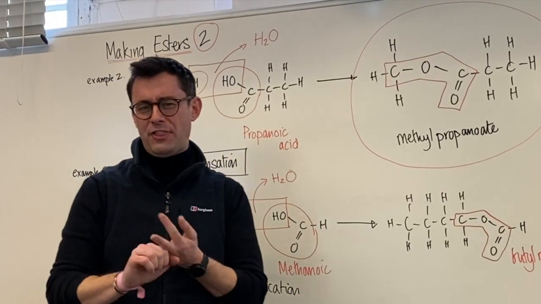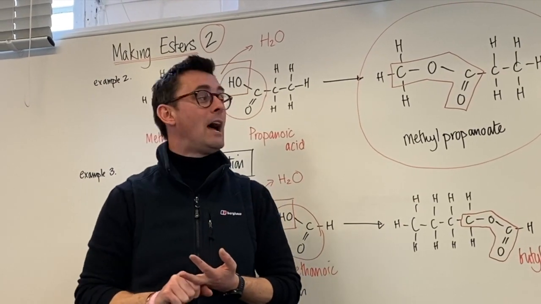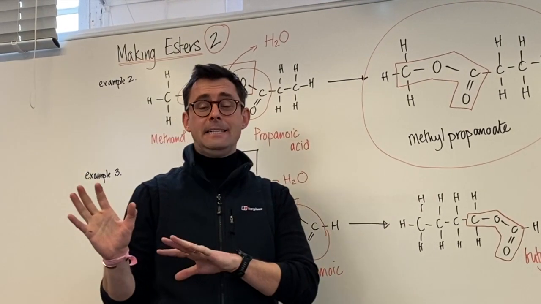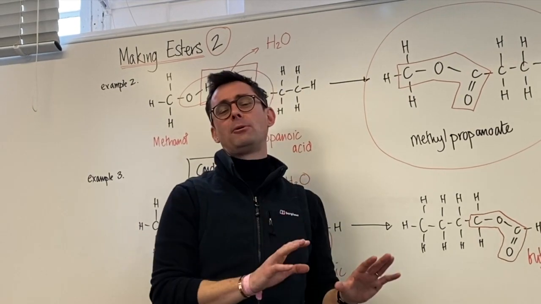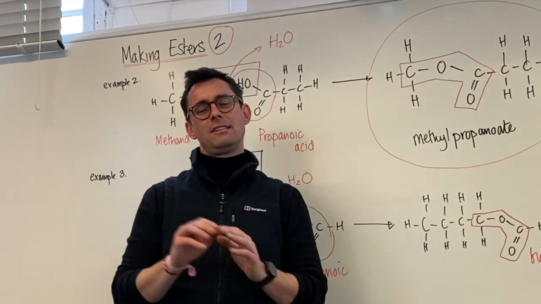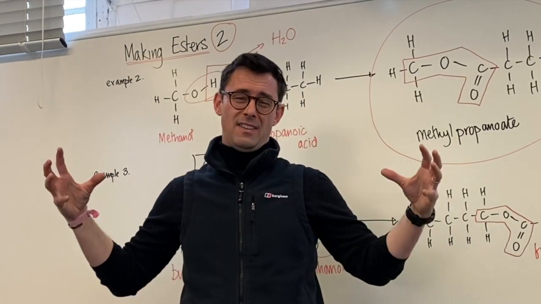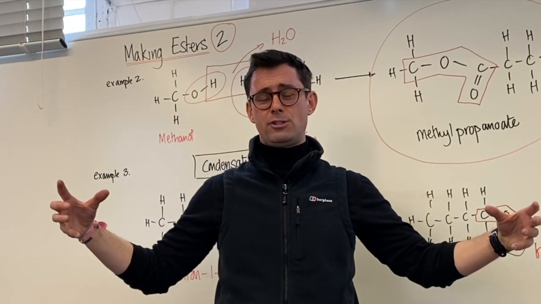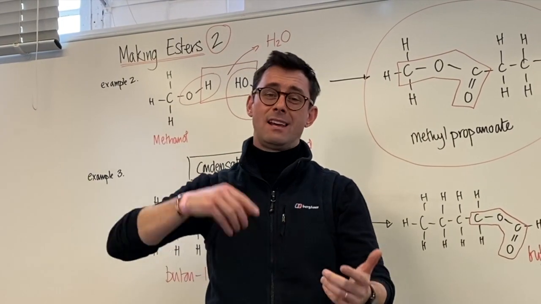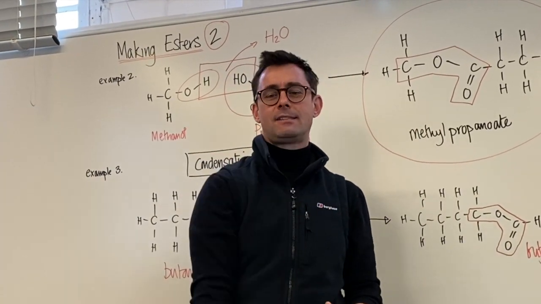We've got one final thing that we need to talk about, which is where we take a diol and a dicarboxylic acid, and what that means is we've got an alcohol group and a carboxylic acid group at either end, and they can join in a long chain to produce something that we call polyesters. But more to follow on that next lesson.